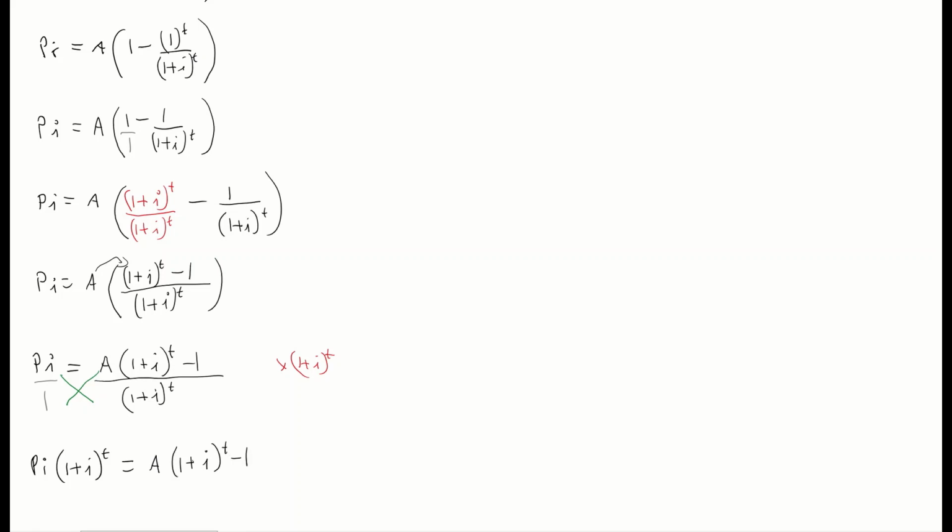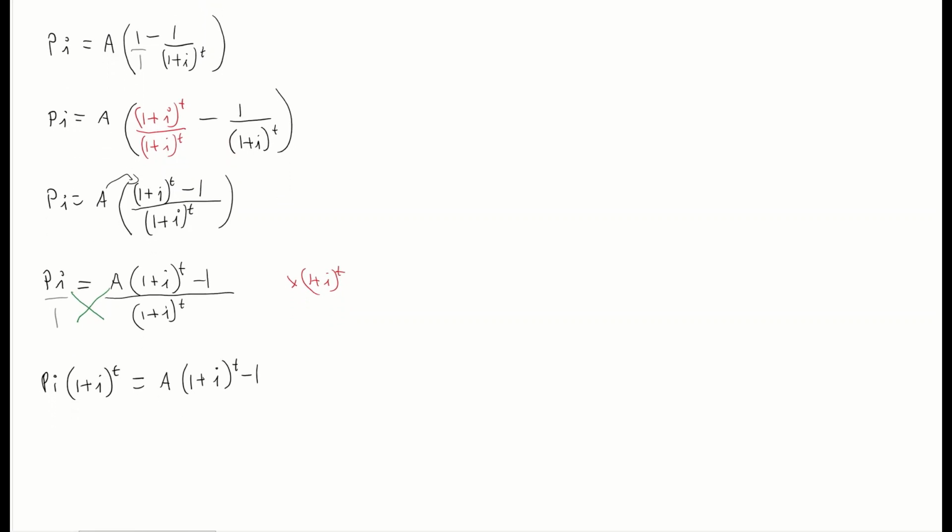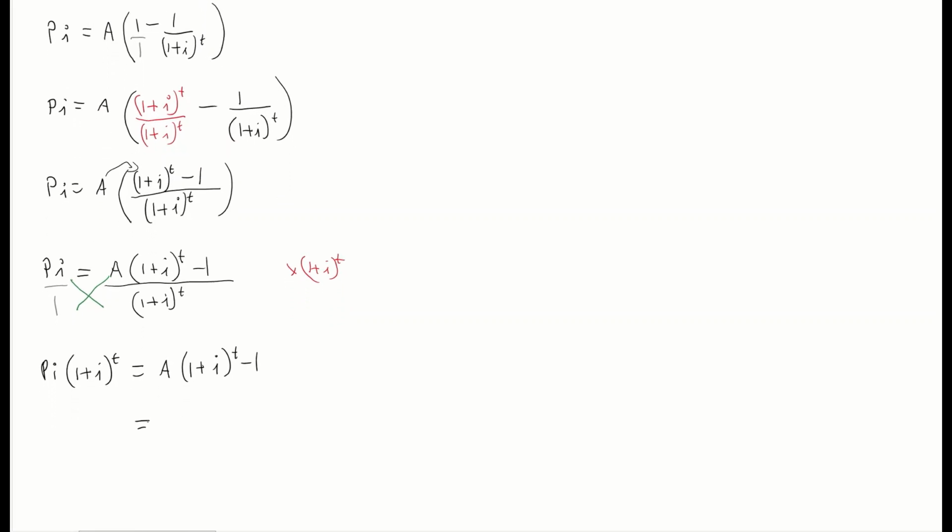Again, maybe just scroll back up to the start of the video and have a look at the formula that we're trying to work to. You can see that we're practically there. We want our formula to be a is equal to. So all I have to do here now in order to get a on its own is divide across by that 1 plus i to the power of t minus 1. So that means that a is equal to pi 1 plus i to the power of t all over, and as I said, we're dividing across by 1 plus i to the power of t minus 1. So we're dividing both sides by that.